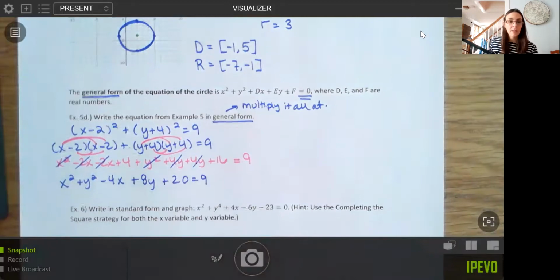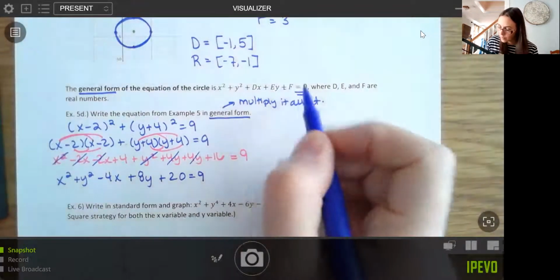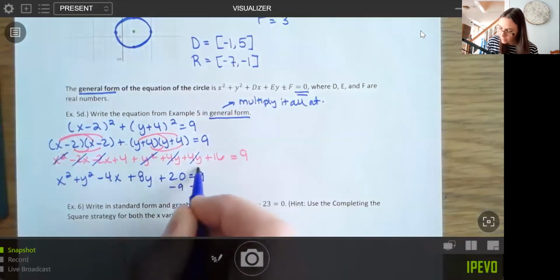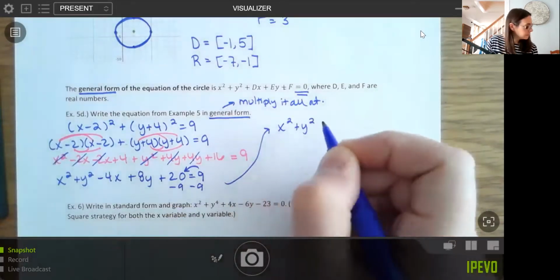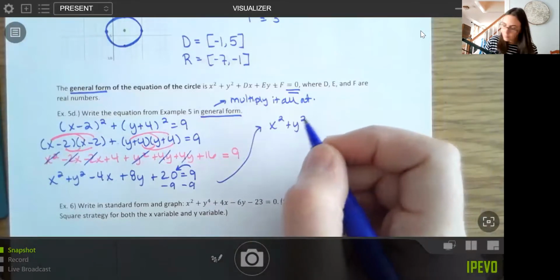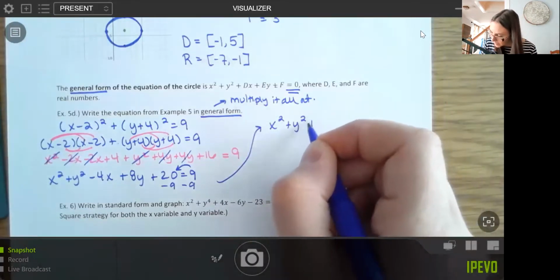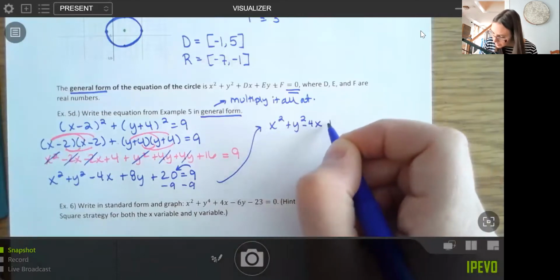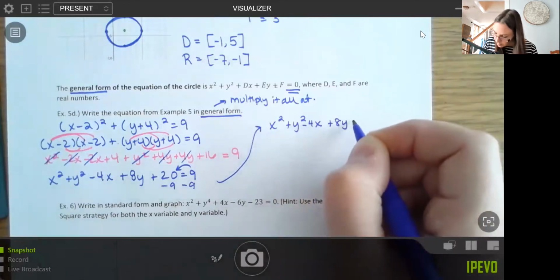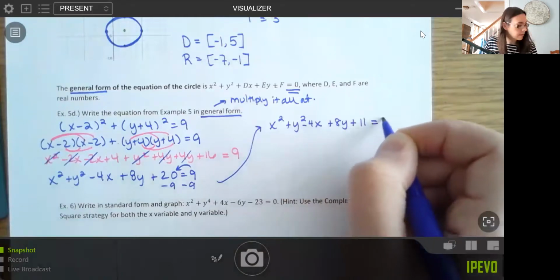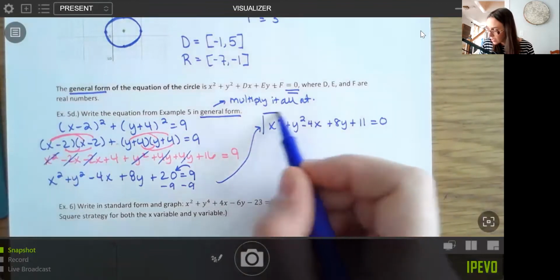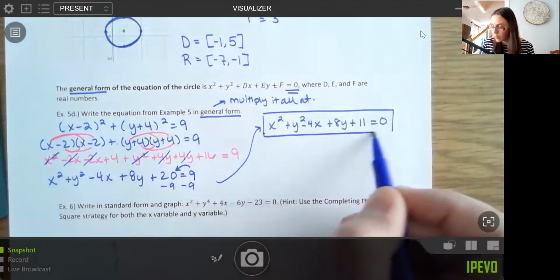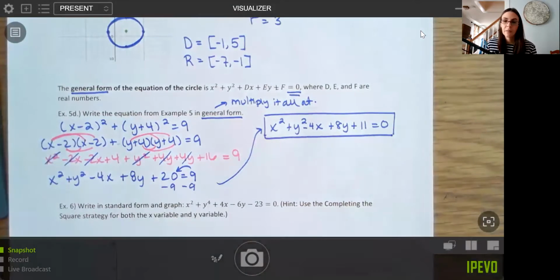Now I'm almost done. In general form, you do have to be equal to 0. So the last thing I need to do is bring this 9 over to the other side. So it would be x squared plus y squared minus 4x plus 8y plus 11 equals 0. So this is the same exact equation as the one above that we did in the last example, but it's written in general form. So if you want to go to general form, you're just going to multiply everything out.